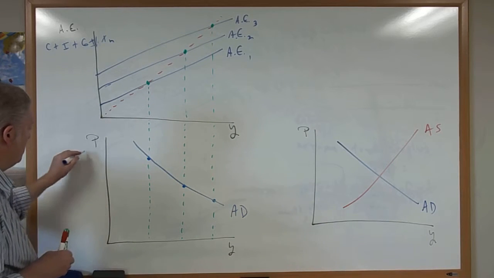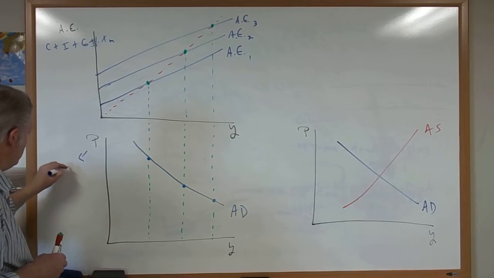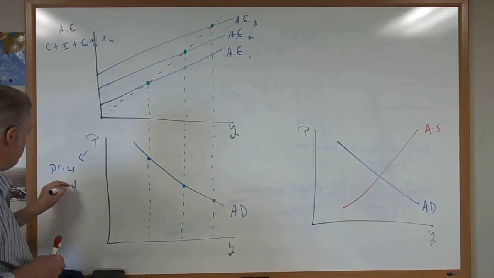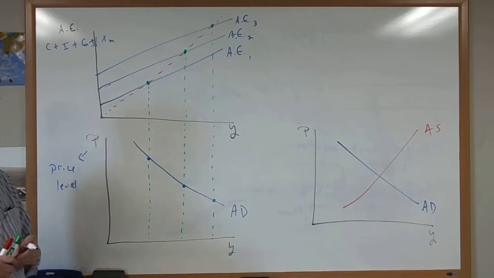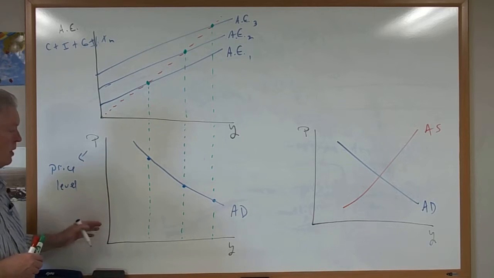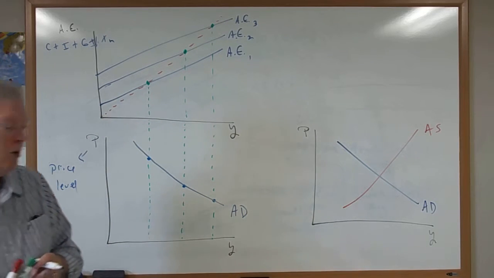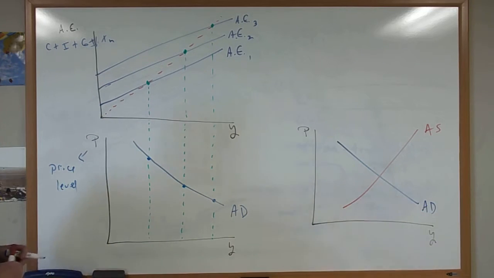The price level is a macro variable that simply tracks the rate of changes in prices, the inflation rate throughout the economy. And so it would be based on some kind of index like the consumer price index or the implicit price deflator, and it represents different price levels through the economy.